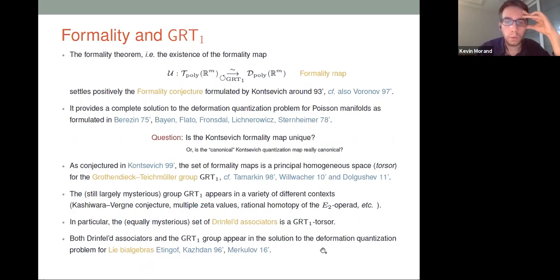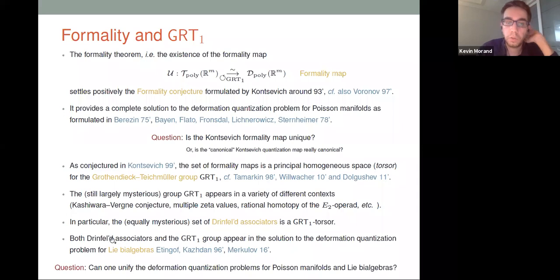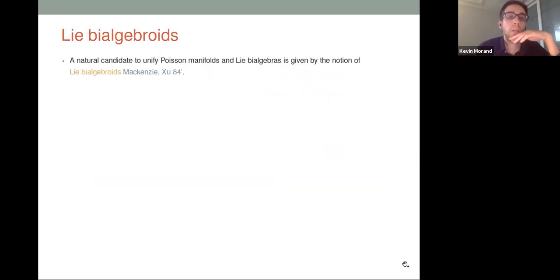Okay, so we have these two problems which admit known solutions, and which feature these two objects, the Drinfeld associators and GRT1. So a natural question that one may ask is, can one unify these quantization problems for Poisson manifolds and Lie bialgebras? In order to do this, we will need to find some unifying framework to deal with both Poisson and Lie bialgebras. A natural candidate for this unification is given by so-called Lie bialgebroids, which were introduced by Mackenzie and Xu in '94.